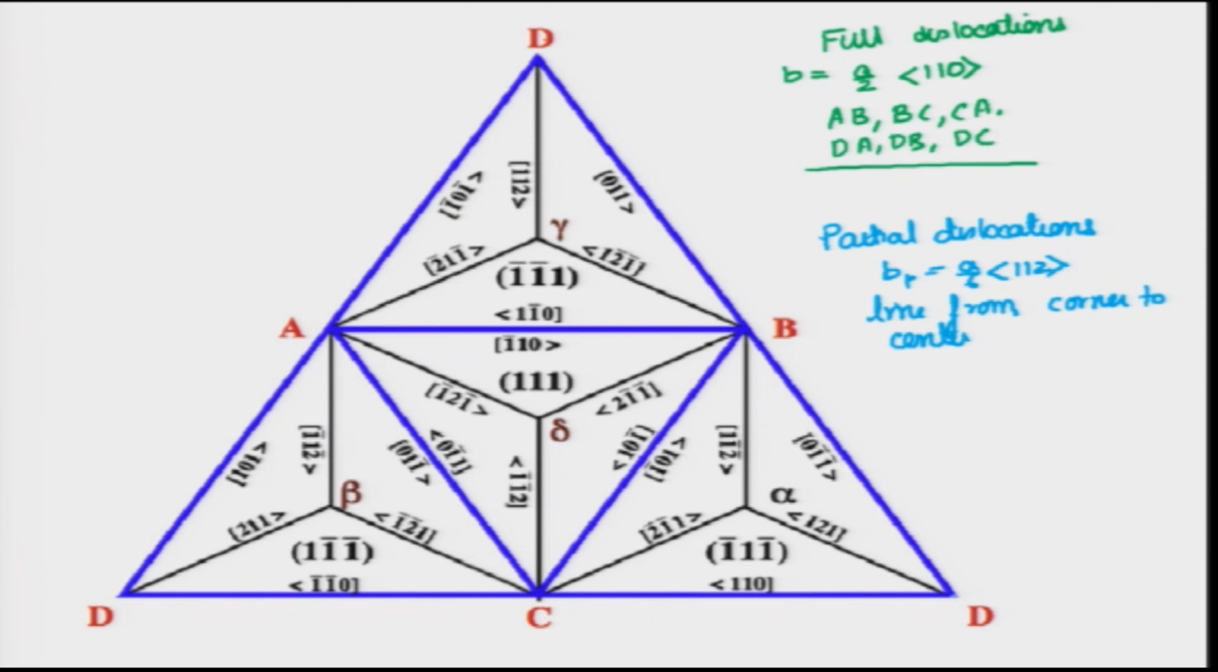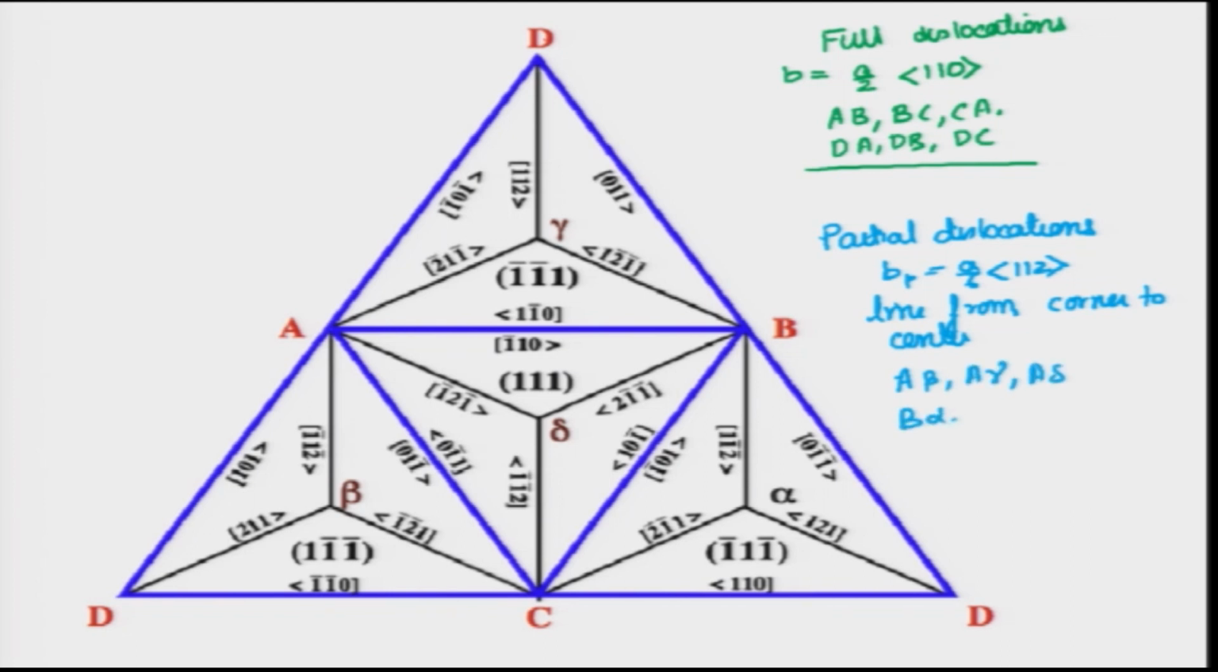So, if this is the corner, then to the center, this line represents the Burgers vector of a partial dislocation, and for each of these you can see there will be 3 different and unique partial Burgers vectors. So, if we are talking about the A corner, then A corner can have A gamma, A delta, A beta. So, this will be A beta, A gamma, A delta.